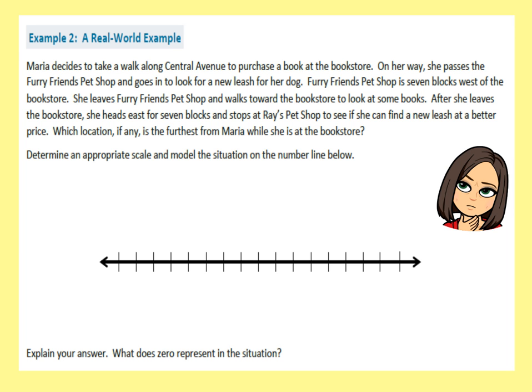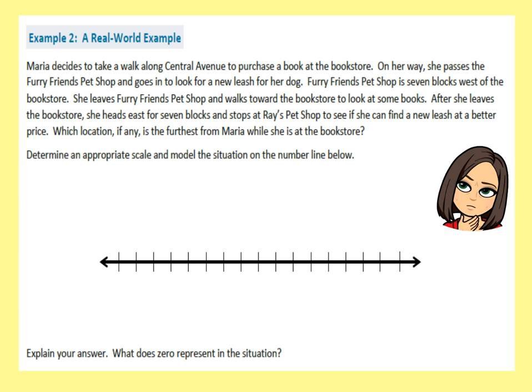She leaves Furry Friends pet shop and walks towards the bookstore to look at some books. After she leaves the bookstore, she heads east for 7 blocks and stops at Ray's pet shop to see if she can find a new leash at a better price. Which location, if any, is the furthest from Maria while she is at the bookstore?